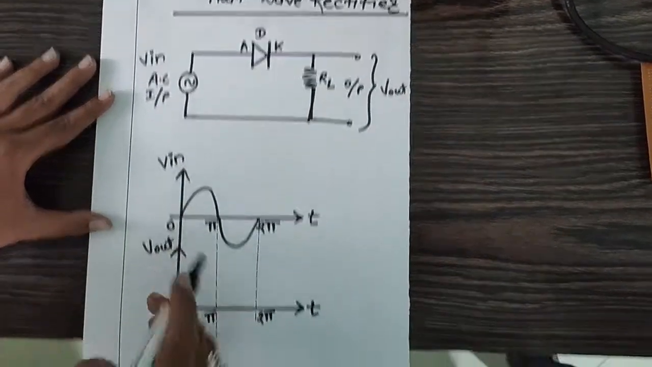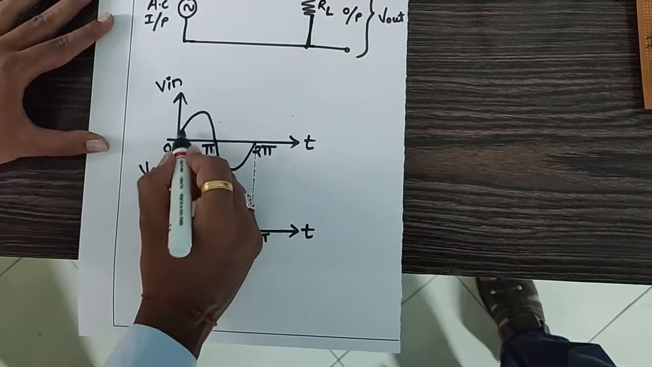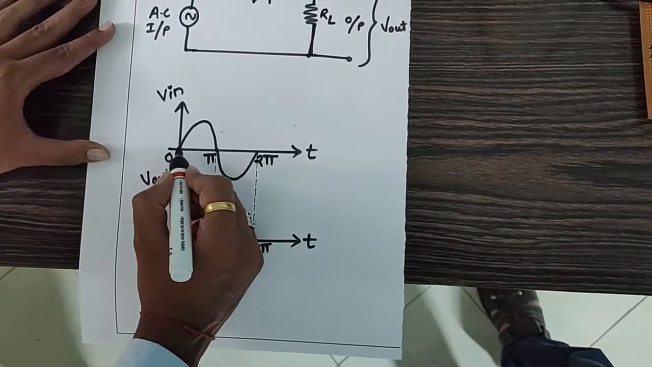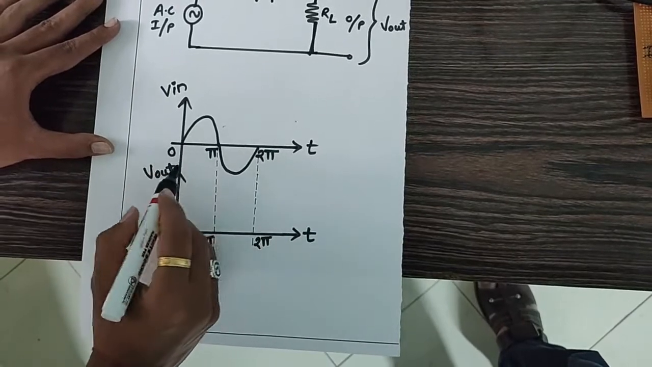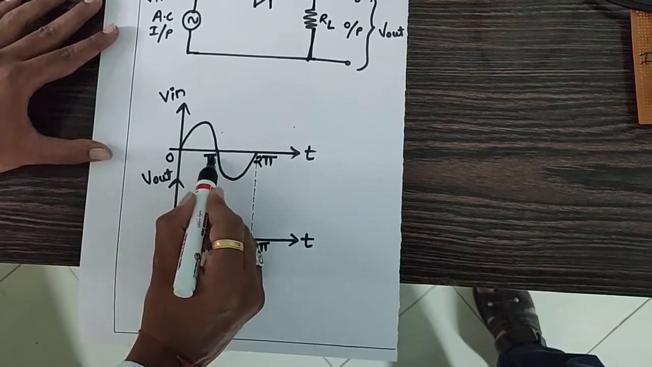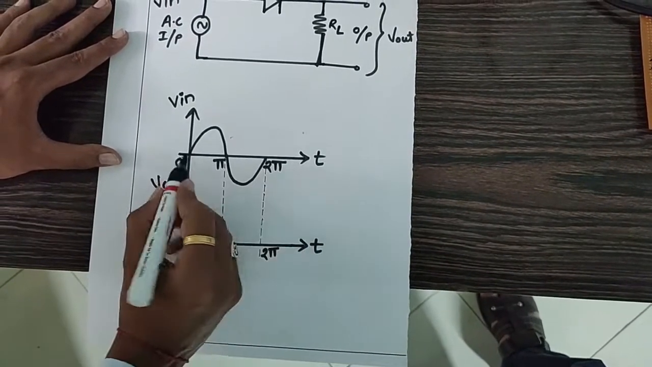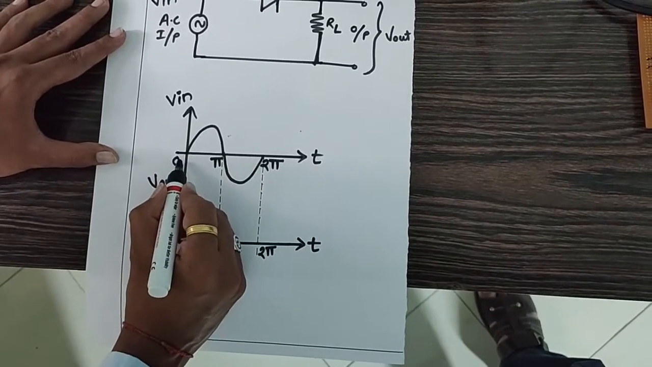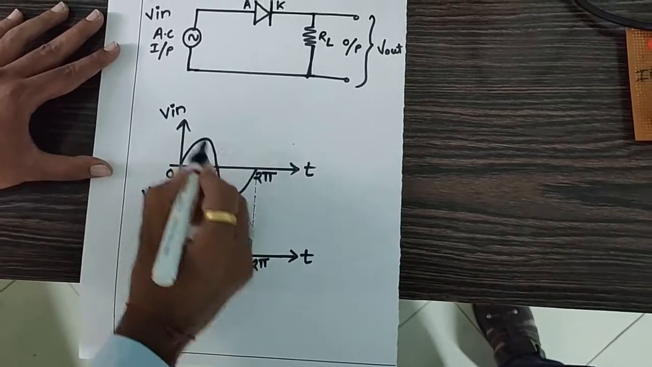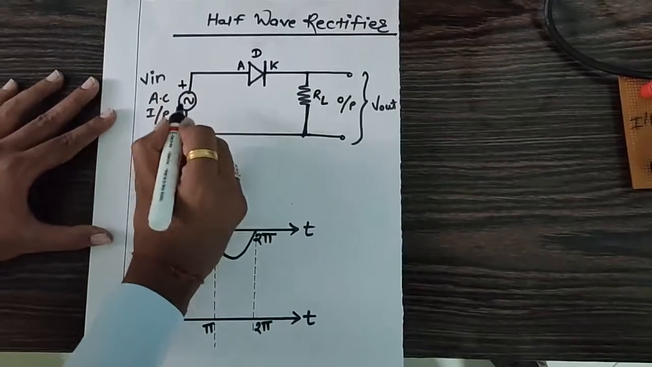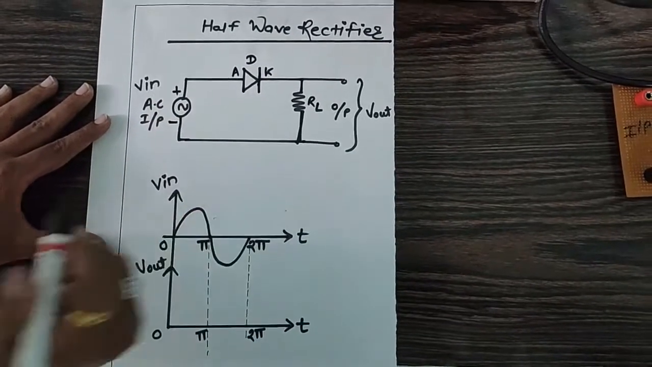Now see the input waveform. Now this is the input waveform. As we know, the input for your half wave rectifier is the AC sinusoidal signal. So there are a total of two intervals, that is 0 to pi and from pi to 2 pi. Now for the first condition, when your input voltage is positive, that is from 0 to pi, for the first positive half cycle, this terminal will be positive and this terminal will be negative.